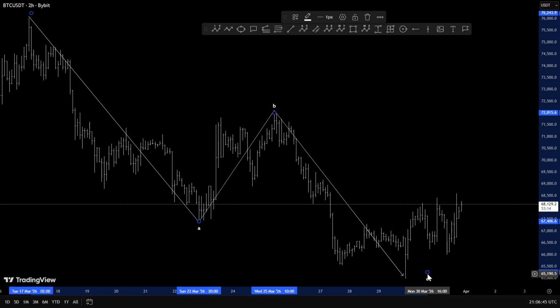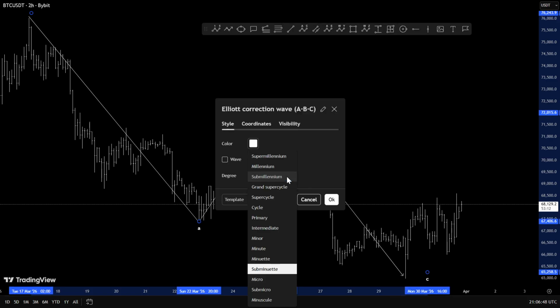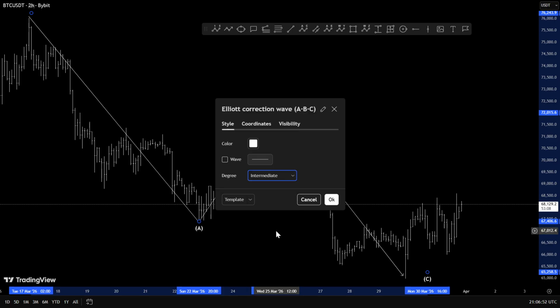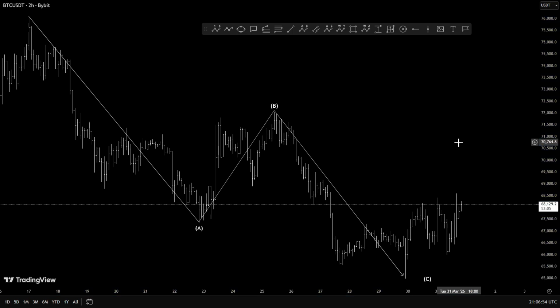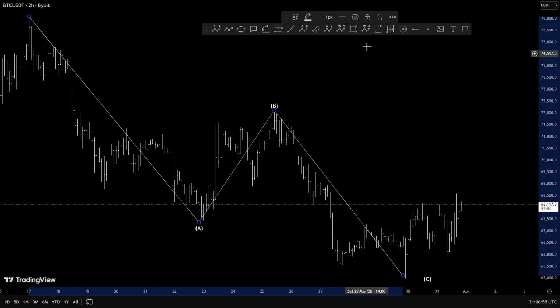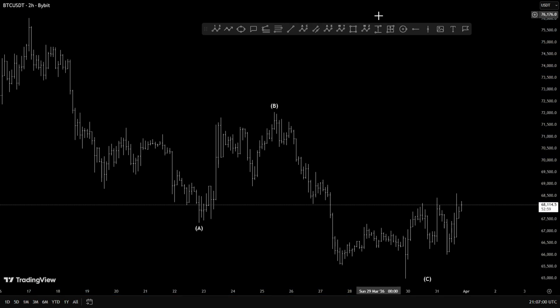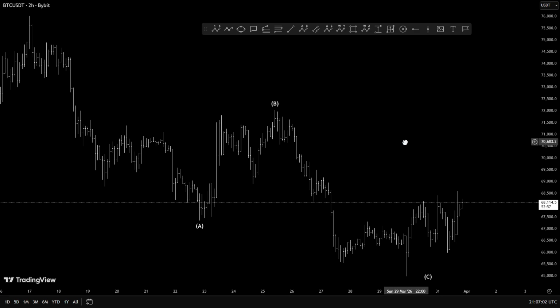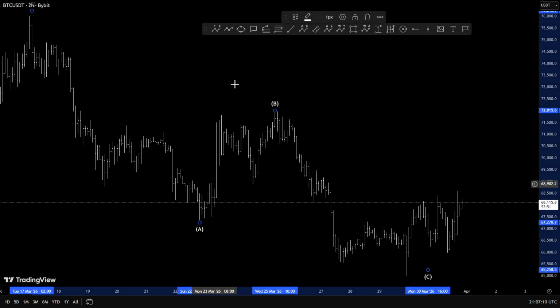And what is inside of A is 5. What is inside of B is 3. And what is inside of C is 5, which is 5, 3, and 5. That is what we must find inside of this wave structure.